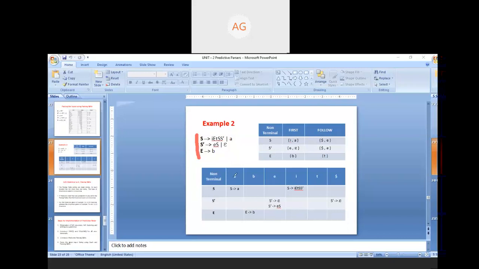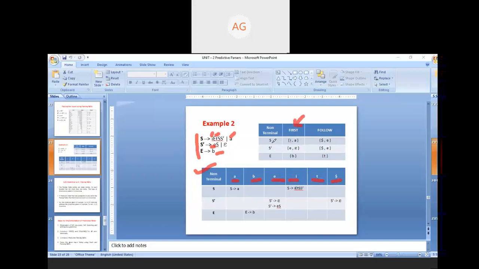After that, we are going to construct a parsing table of LL1 grammar. So this is the parsing table of LL1 grammar. Here you can see the terminals present in the grammar are A, B, small e, small i, small t, and we need to include the dollar sign as well. So we can fill the entries of the parsing table. Just concentrate on the first symbols only.